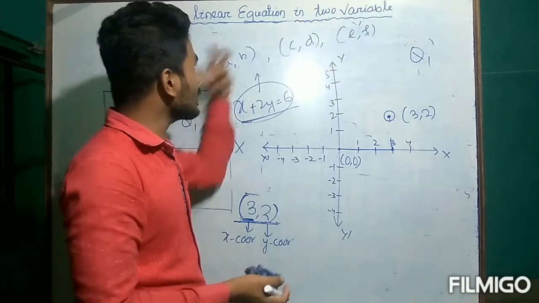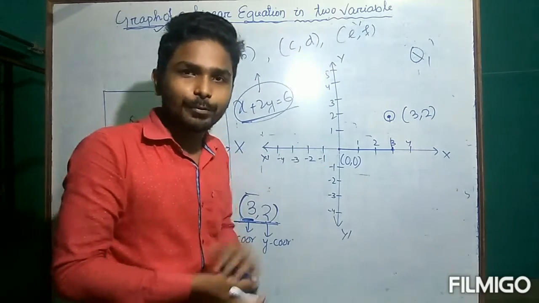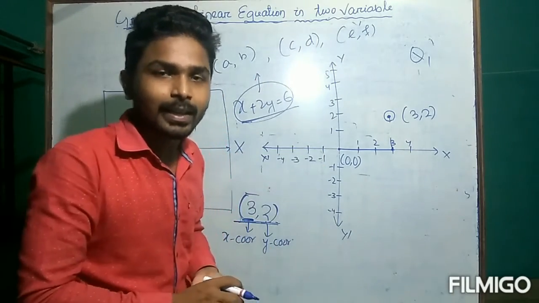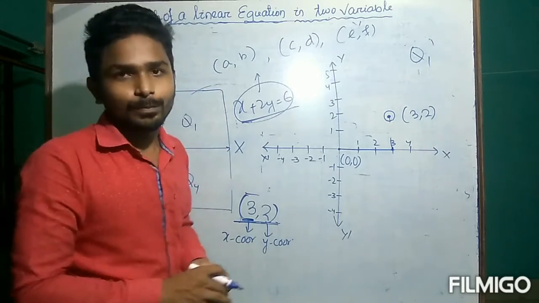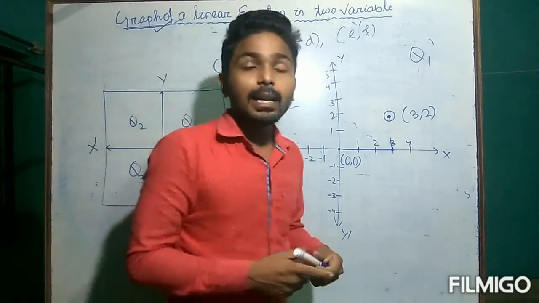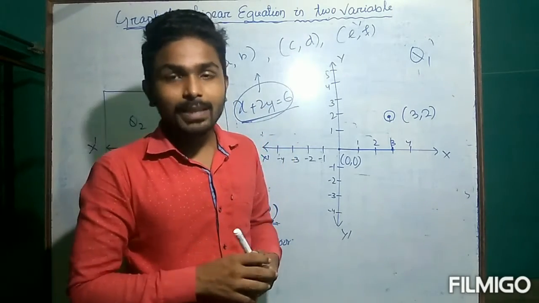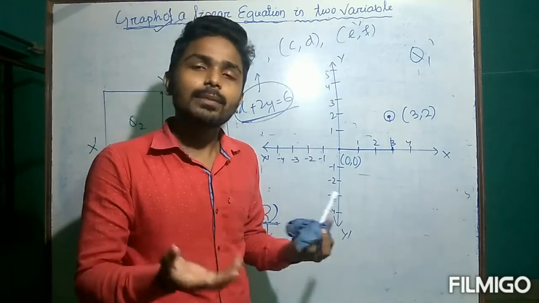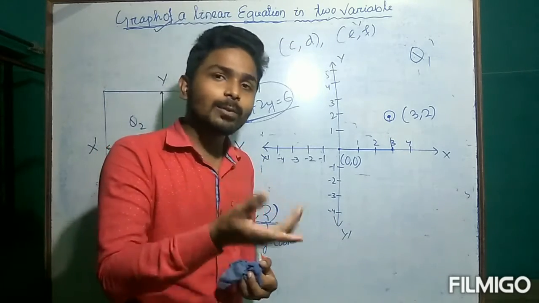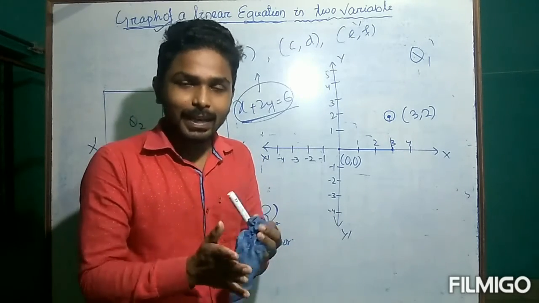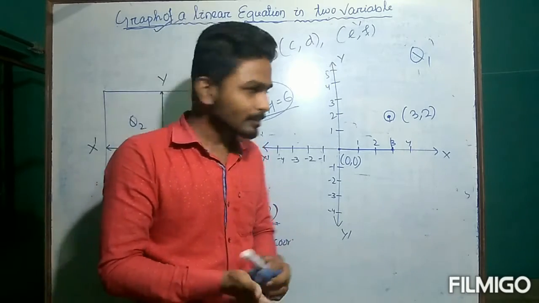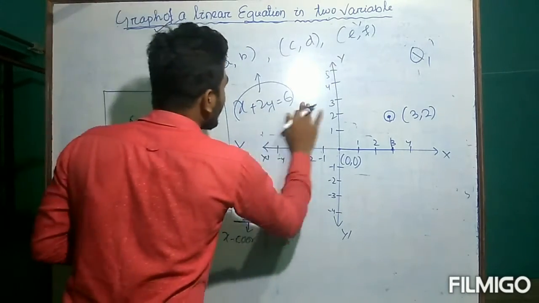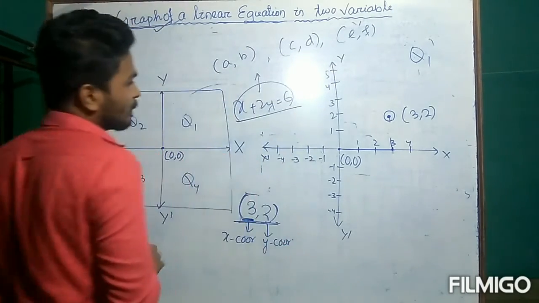How can we convert them into point format? Is there any way? Yes, there is a way. As we have discussed, a linear equation in 2 variables has how many solutions? It has infinite solutions, and for a particular value of x we must get a particular value of y. Here we have an example. Suppose this is your linear equation in 2 variables.